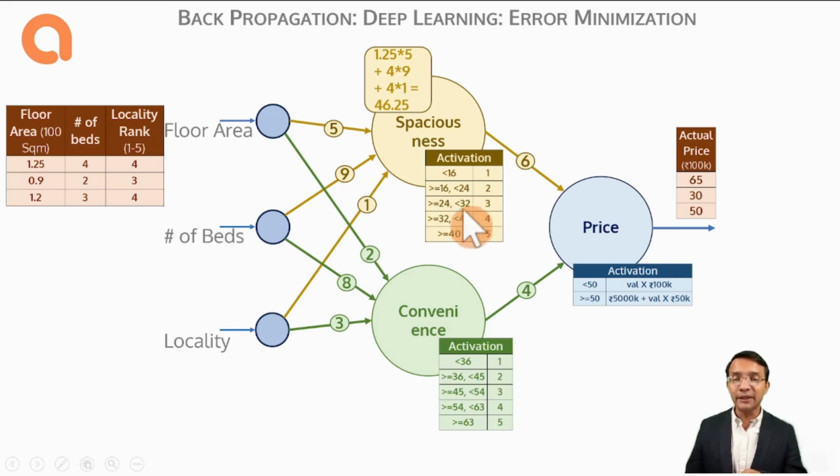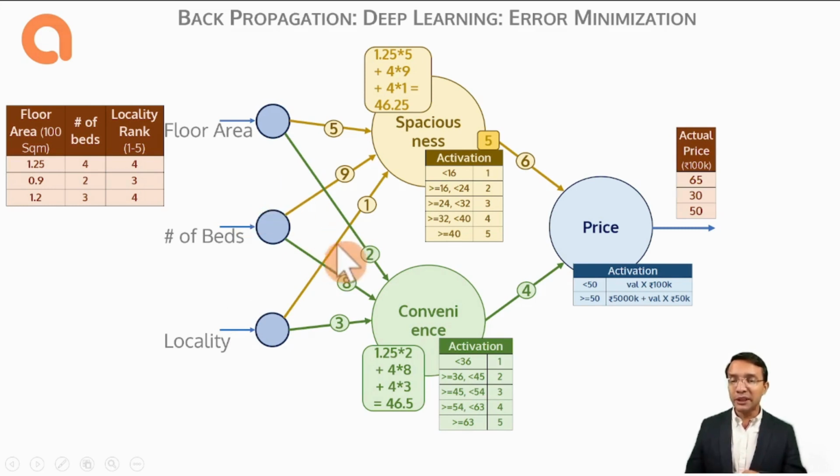Applying this activation logic to this spaciousness factor, we get spaciousness as 5. That is, the spaciousness factor 46.25 is greater than or equal to 40, so we consider this to be a pretty spacious house.